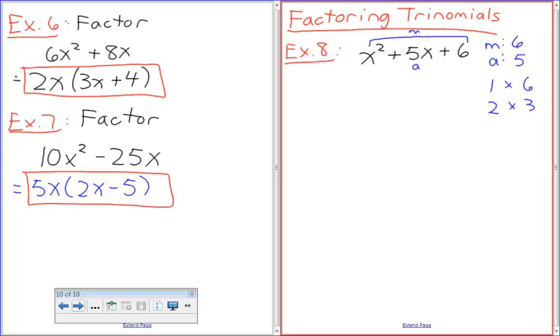Okay. So what's it going to be? 1 and 6 or 2 and 3 and why? Sure. 2 and 3 because why? Right on. 2 plus 3 equals 5.